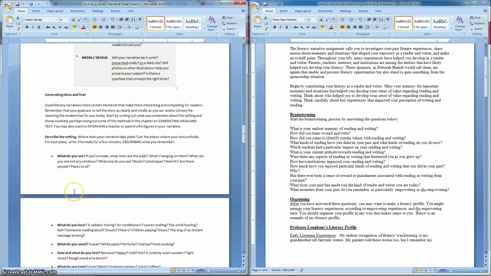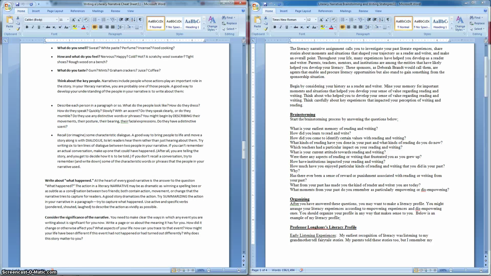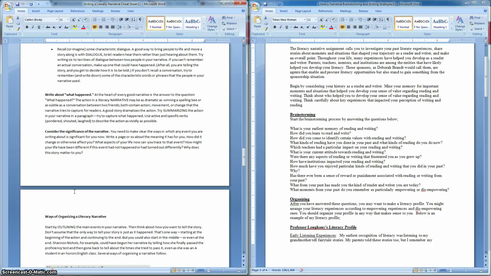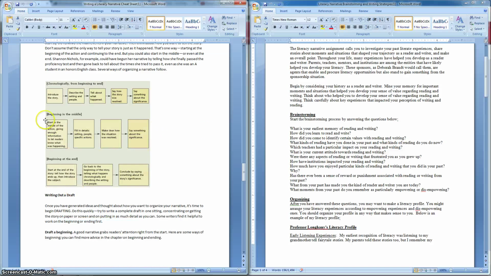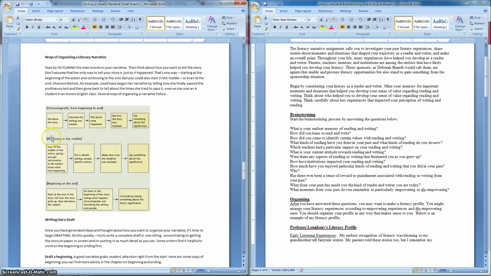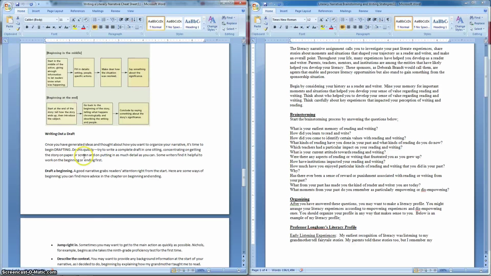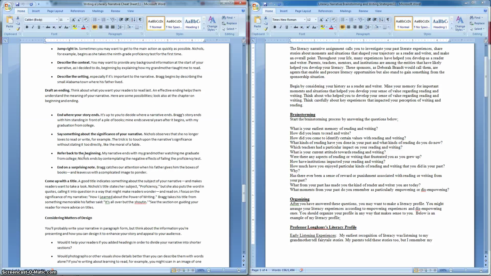Other little things that you may want to think about are, again, organizing. There are different ways of organizing the literacy narrative that you need to be aware of. The way you organize is going to be up to you, but I showed you a few different ways of organizing it on the cheat sheet.